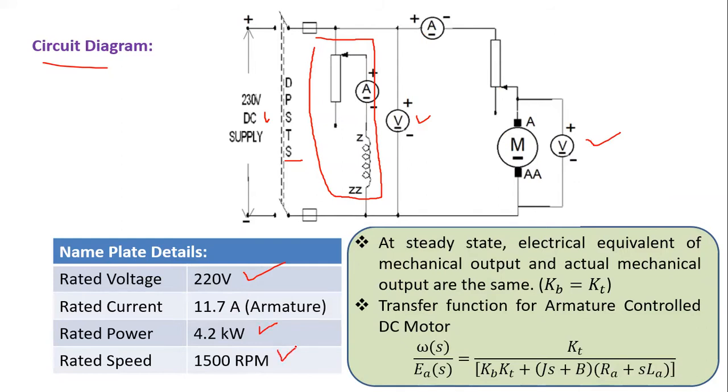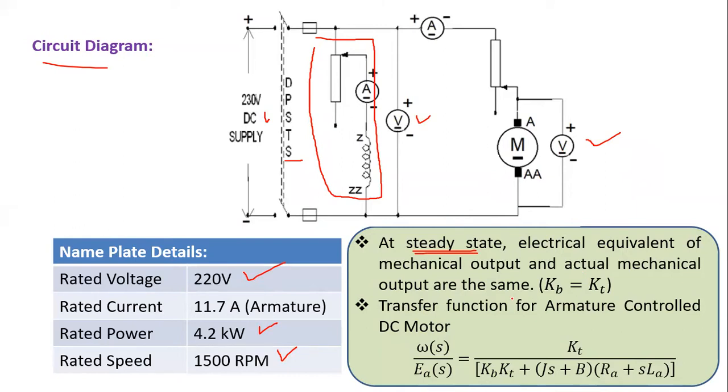The main assumption we are taking here is that at steady state, when the machine is running at the rated speed, whatever electrical power is available in the armature is equal to the mechanical power. That means electrical power is converted into mechanical power. So the power available in the armature, that is the electrical power, we assume is equal to the mechanical power. That means the electrical equivalent of the mechanical output and the actual mechanical output are the same.